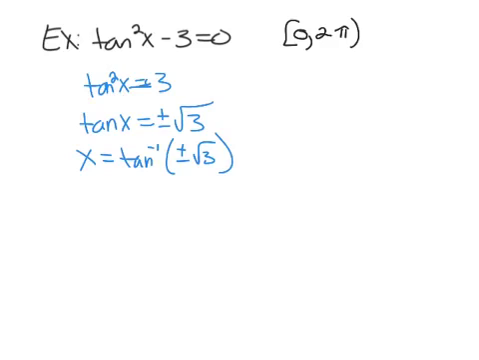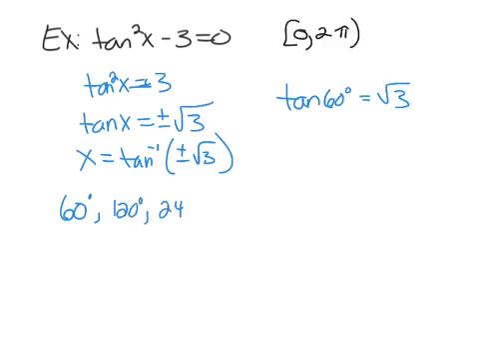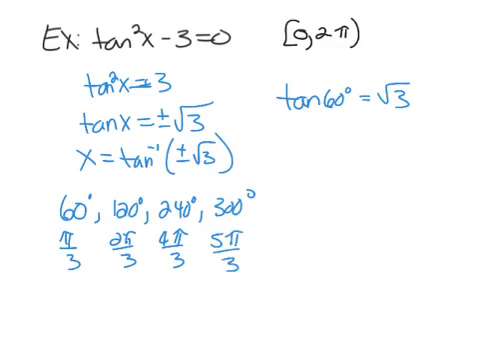The angle where the tangent is radical 3, you can do your special triangles, but it ends up being 60 degrees because tangent of 30 is radical 3 over 3. So 60 degrees all the way around the unit circle would be 60 and 120 and 240 and 300. So that's pi over 3, 2 pi over 3, 4 pi over 3, and 5 pi over 3. Those are your answers.